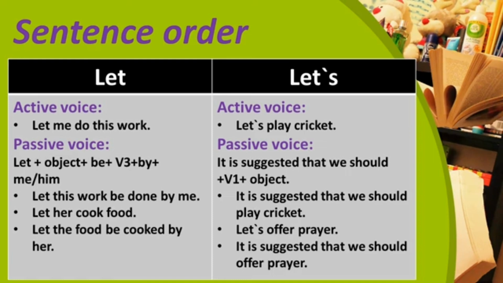Then comes sentences having let's in it. Active voice में अगर sentence है let's play cricket, जब हम उसे passive में change करेंगे तो we have to write first it is suggested that we should, then first form of verb and object at the end. And the passive voice of let's play cricket is it is suggested that we should play cricket. Another example is let's offer prayer. And the passive voice is it is suggested that we should offer prayer.